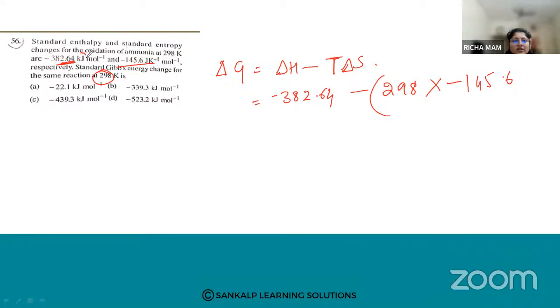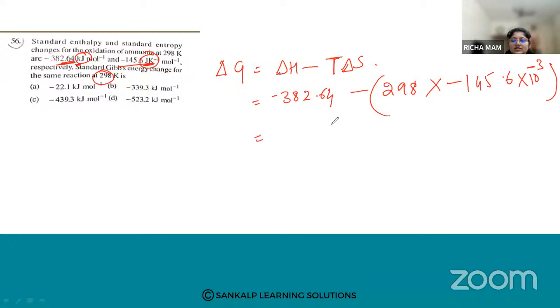So your kilojoules is there and your joule per Kelvin is there. To convert into kilojoules, I will multiply it by 10 raised to minus 3. This is kilojoules and this is joules, so I have to convert it into kilojoules. So I will multiply it by 10 raised to minus 3.